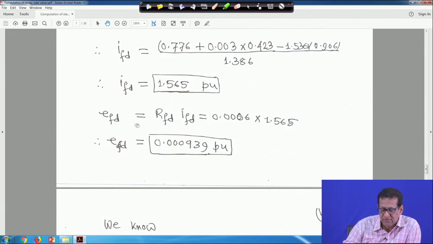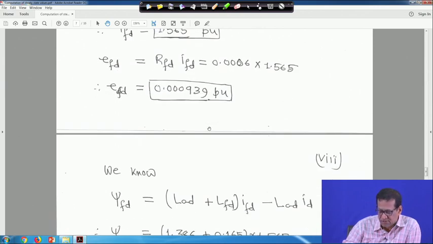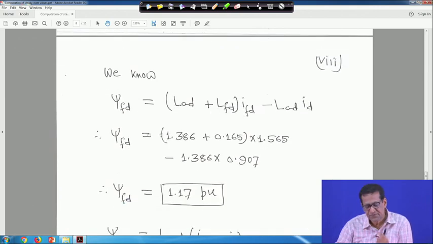And we know EFD is equal to RFD into IFD. So, RFD is 0.0006 into 1.565. So, EFD will be 0.000939 per unit, right.